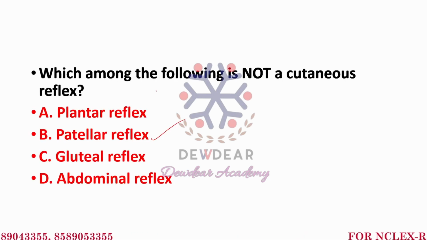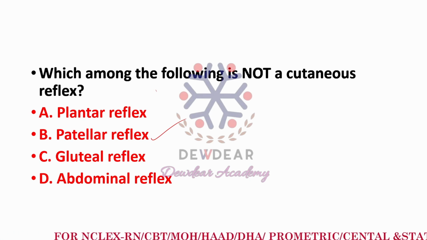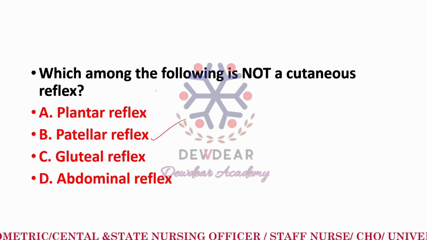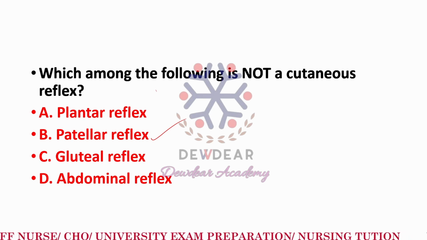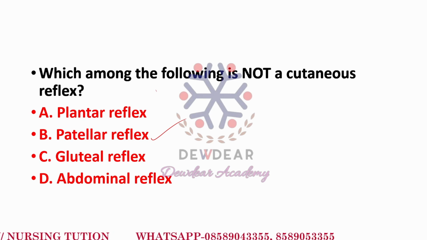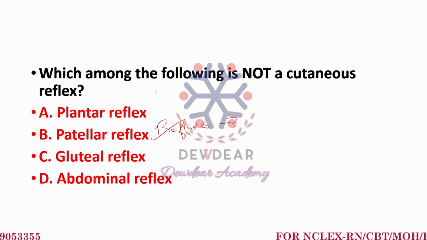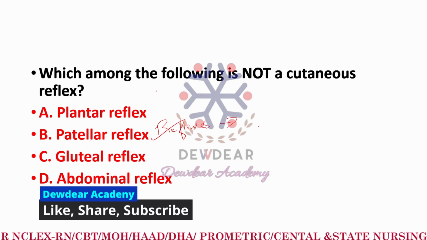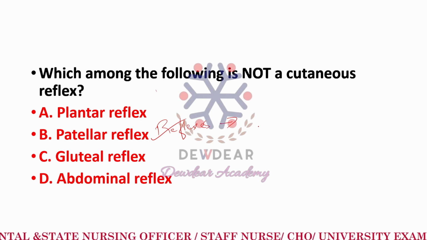So we will discuss the question and the options in detail. First, we should know what a cutaneous reflex is. We can divide reflexes into two types: superficial or cutaneous reflexes, and deep tendon or somatic reflexes. So what are reflexes? They are involuntary, rapid responses to a stimulus that help the body maintain homeostasis, and also help in responding to changes in the environment.